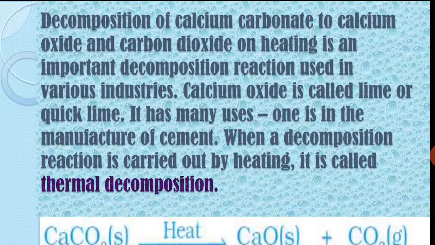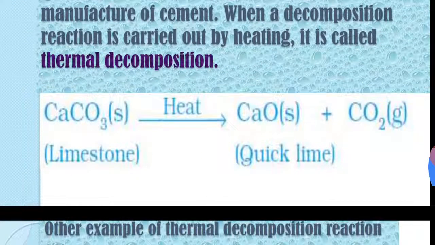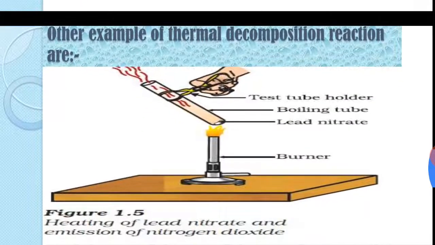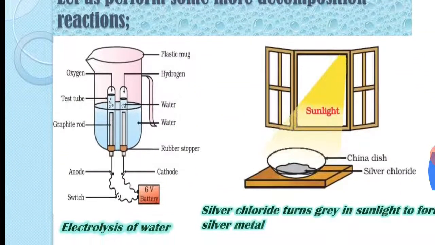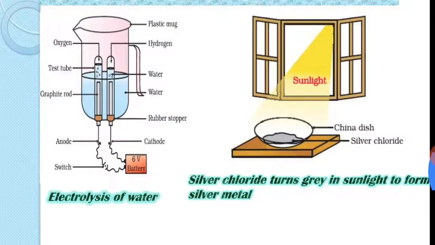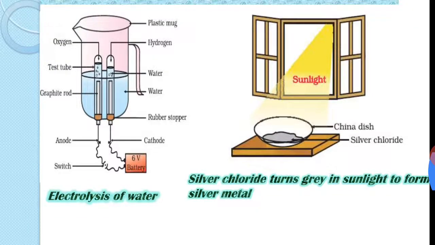categories. Thermal decomposition, for example, calcium carbonate, limestone, is heated to get quicklime. And lead nitrate is heated to get lead oxide, nitrogen gas and oxygen gas. Second type is electrolytic decomposition, and third type is photolytic decomposition.